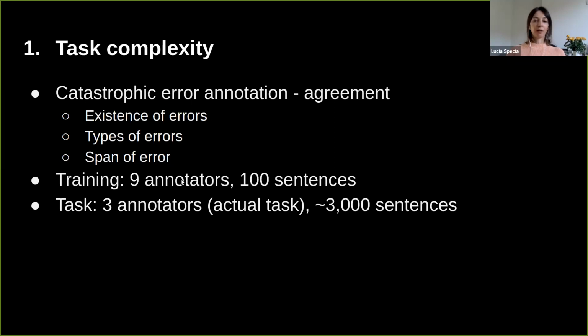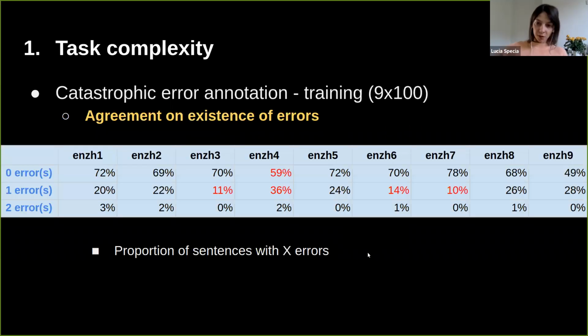So like I said, this is a small pilot with 9 annotators, and we're actually doing this for a lot more data in the real task. So let me just show you some very simple numbers to emphasize how difficult this is on the three types of agreement, starting with the existence of errors. So this is for one of the languages, English-Chinese. And the values here are simply the proportion of annotations out of these 100 that annotators selected to have 0 errors or 1 error or 2 errors.